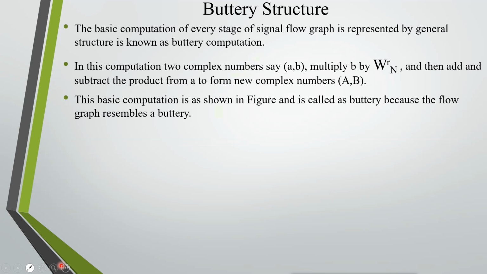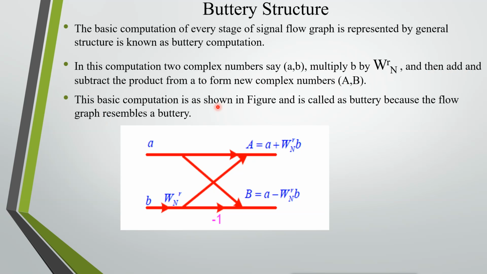Butterfly structure. The basic computation of every stage of the signal flow graph is represented by a general structure known as butterfly computation. In this, take two complex numbers, let us say A and B, multiply B by a twiddle factor component W of N raised to r, and then add and subtract the product from A to form new complex numbers A and B. This basic computation is called a butterfly because it resembles a butterfly.